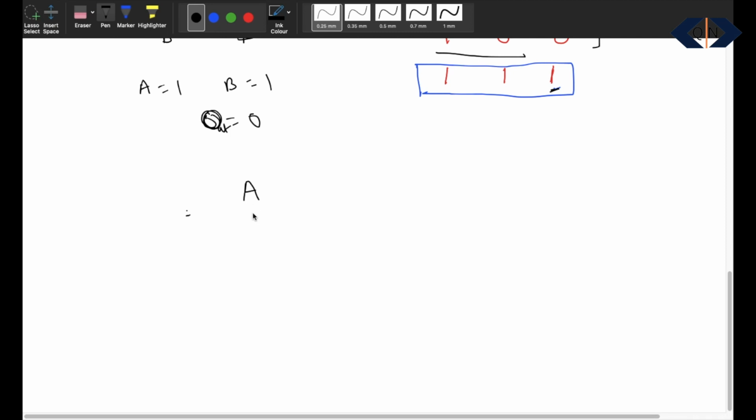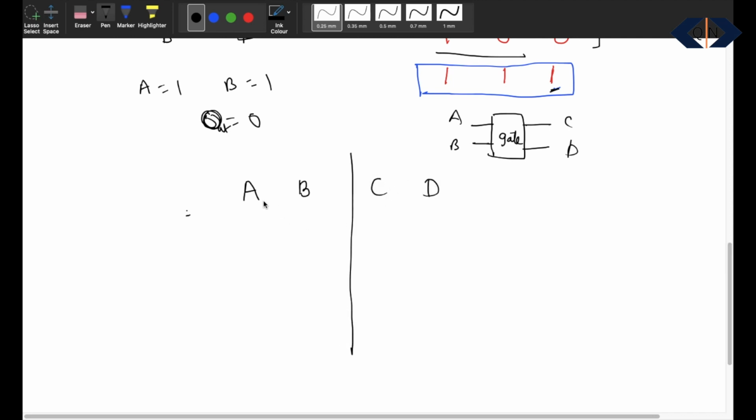So our input is A, our input is B. You can assume the gate like this, and this is our gate, and we are having two inputs and two outputs, C and D. Okay, so let's fill the configuration. Suppose this is the truth table. This is just an assumed truth table.